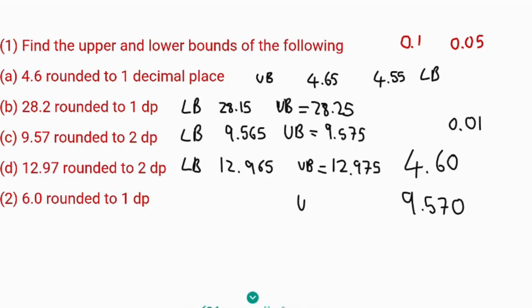And this one here, this one confuses people sometimes, but 6.0 is to the nearest 1 decimal place. Upper bound would be 6.05, and your lower bound would be 5.95.